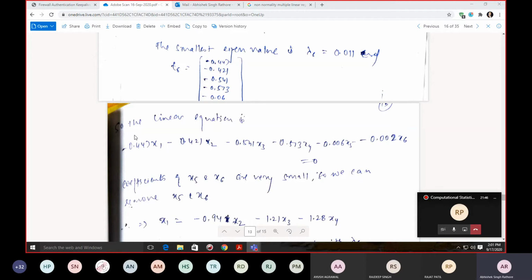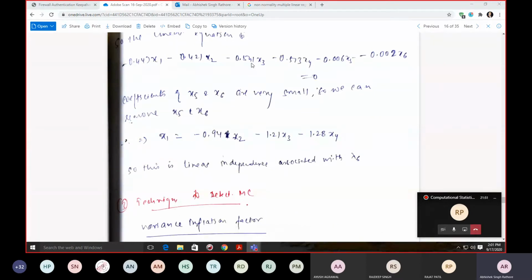I am equating this equation to 0. Now checking these values: this is sufficiently large, this is sufficiently large, this is sufficiently large, and this 0.513 is sufficiently large. But look at these values, 0.006 and 0.002, these are very close to zero. So what I can do is neglect these values, because they are very small and don't make any significant change in my equation. This is 0.006 into 1, so it is just 0.006.